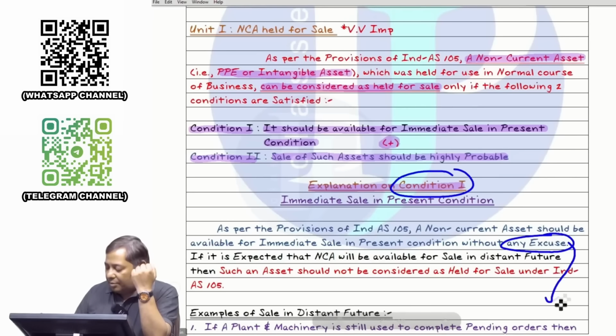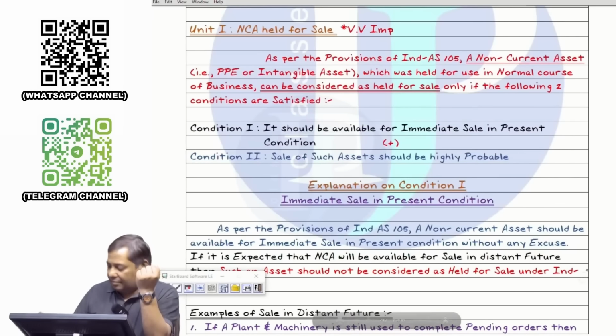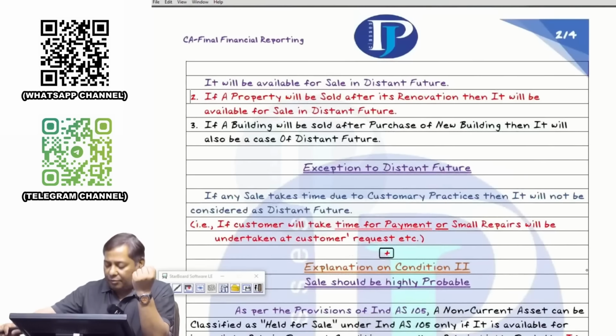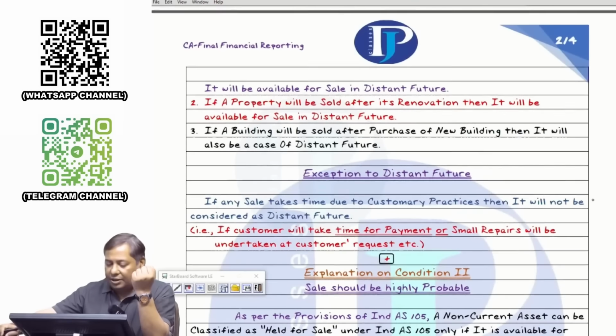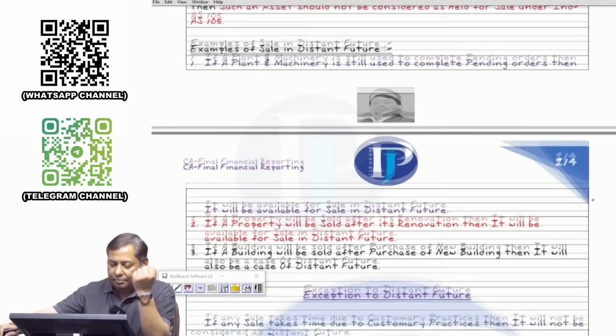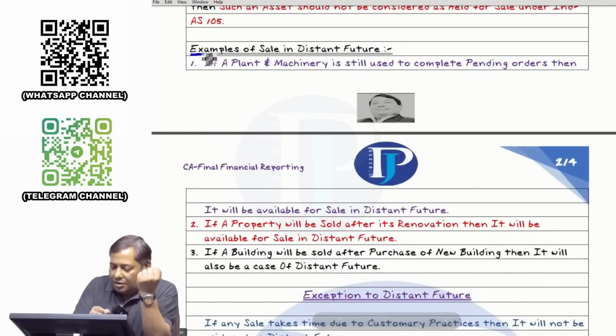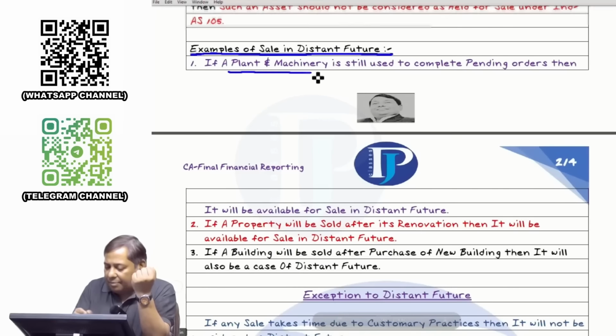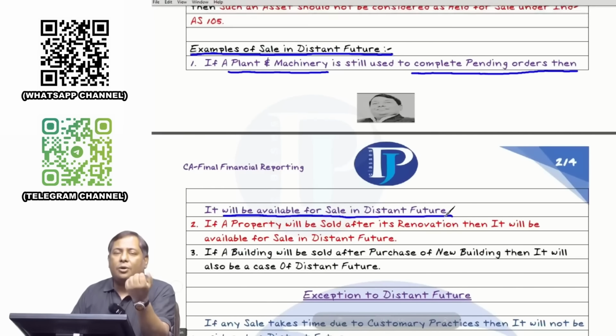And then I gave you some examples of excuse. These are examples in which the distant future is visible to you. What are these examples of distant future? You have plant and machinery and you are still utilizing it to complete orders. This will be available for sale in the distant future, but your orders are not settled and the machine is being used.